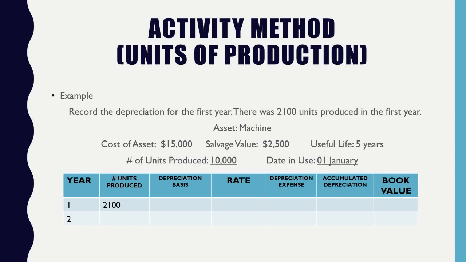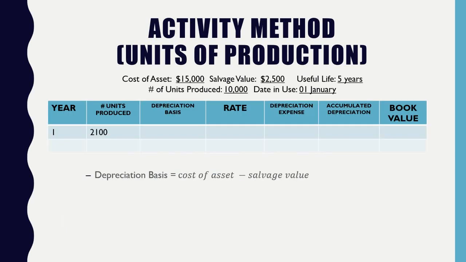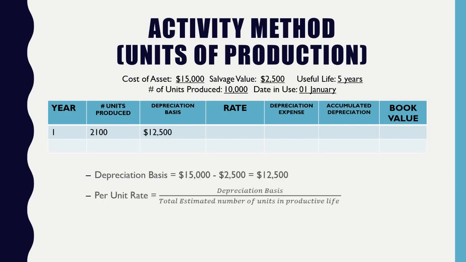Okay? So let's go ahead and determine the first thing, which is the basis. The basis is going to be the cost of the asset minus salvage value. In this case, the cost of the asset was $15,000. The salvage value was $2,500. So it's going to be $12,500. That's my depreciation basis.